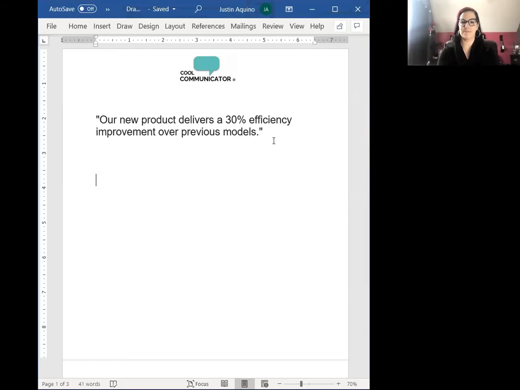Our new product delivers a 30% efficiency improvement over previous models. So as you look at that, Julie, what stands out? How might you go about making that more emotionally impactful or have more dramatic language?